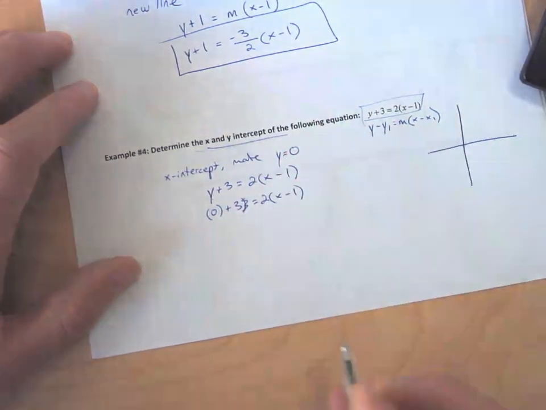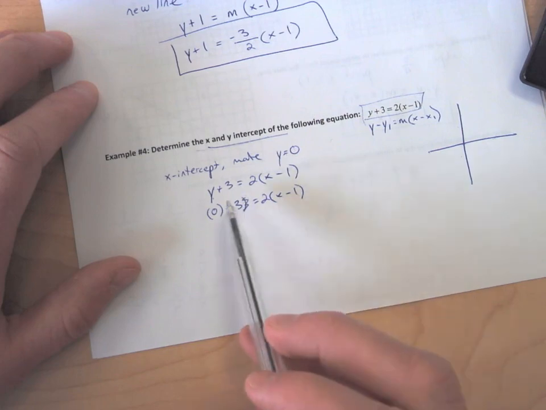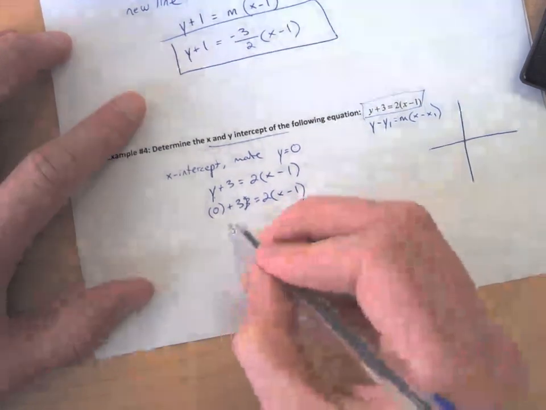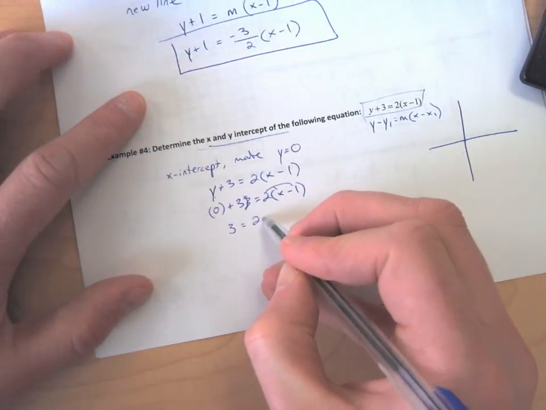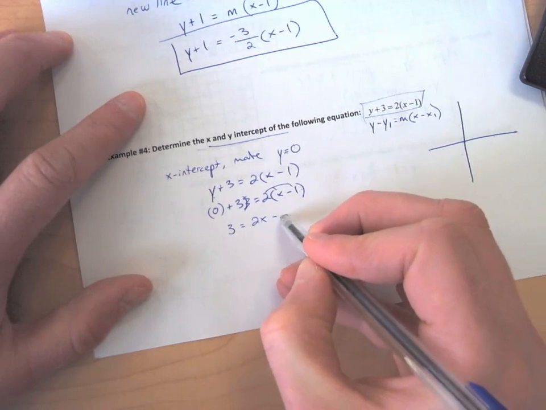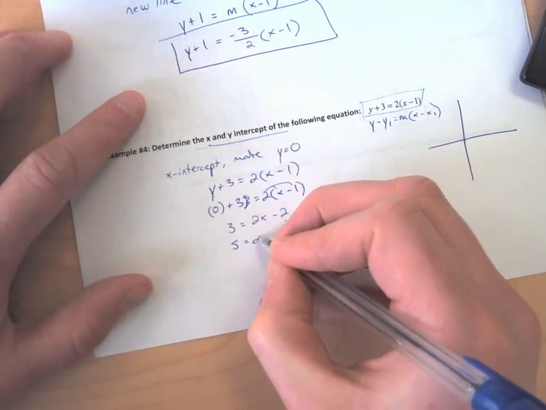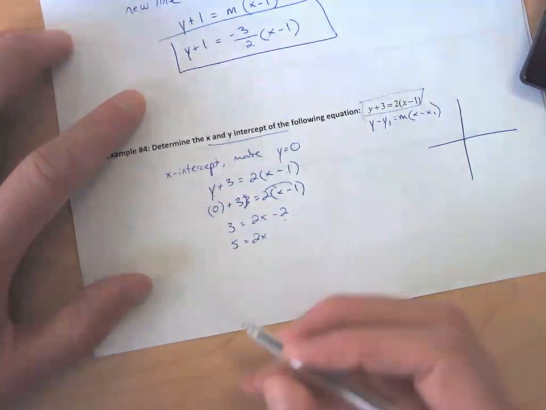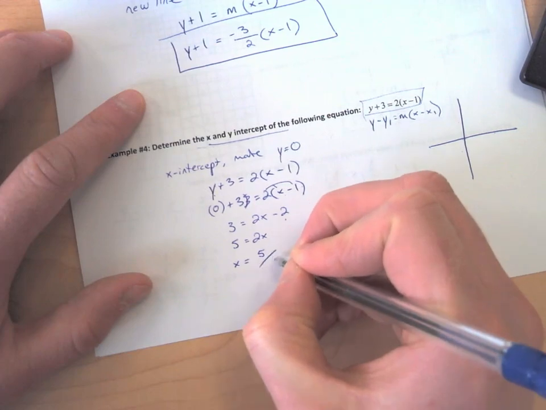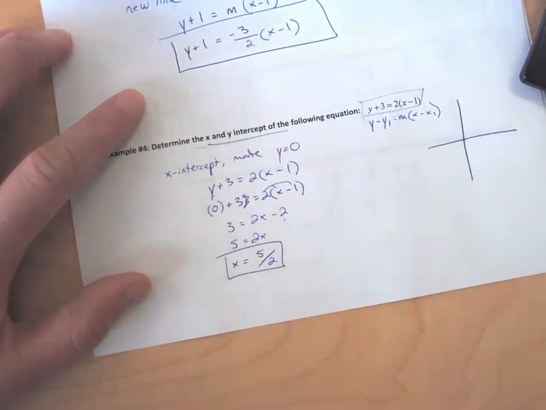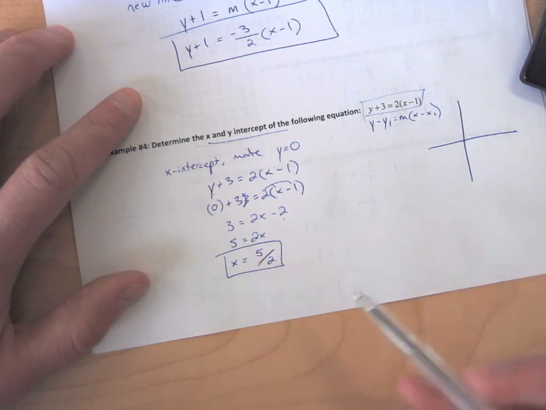We have to do a little bit of algebra to solve for what x value it's going to be. So 0 plus 3 is 3. And let's distribute this 2 to the inside. 2 times x is 2x. 2 times negative 1 is negative 2. We're going to add this 2 to both sides, so we get 5 equals 2x. And then we're going to divide by 2 to get x by itself. And so x is 5/2. So that's the x-intercept of this line.